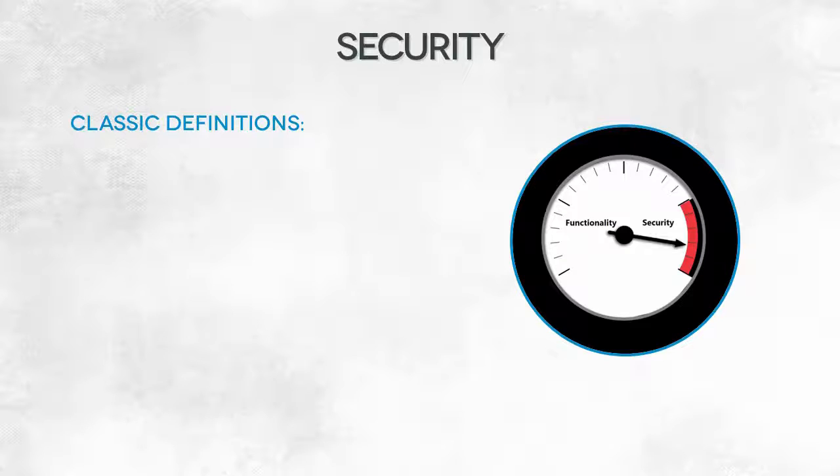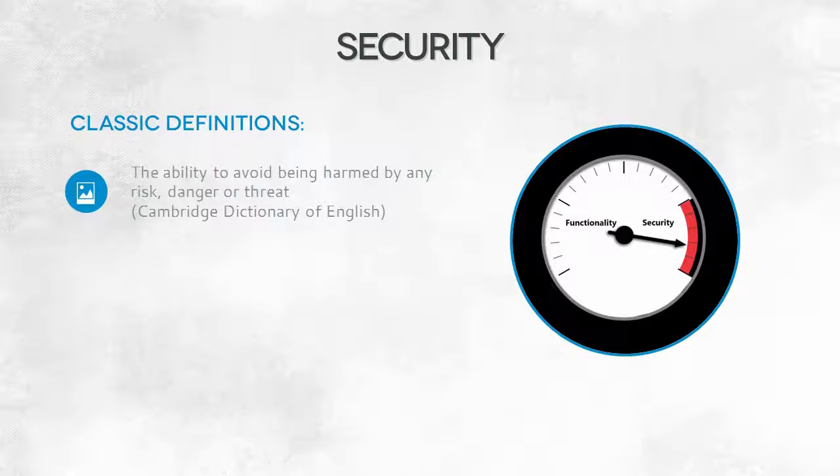The first comes from Cambridge Dictionary of English and states, security is an ability to avoid damage resulting from any kind of risk, danger, or threat. Please note that this definition is very general and quite restrictive. We must avoid damage. Thus, the definition suggests that you could avoid any kind of damage and that your system would be completely secure.